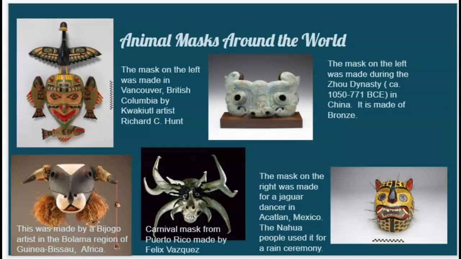Now, let's take a look at some other kinds of masks that were made for other reasons. The theme on this particular slide is animal masks. When you make your mask, it can be a human mask or it can be an animal mask. That's really up to you. So here are some more examples from around the world. This first one in the upper left-hand corner was made in Vancouver, British Columbia by a pretty cool artist.